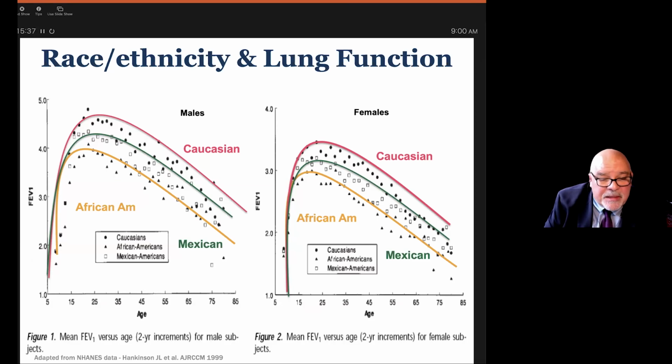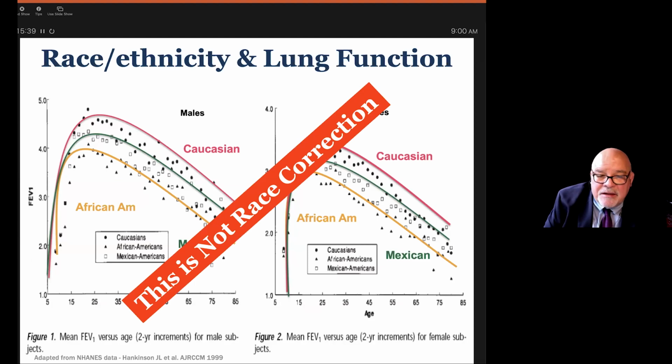Now, this is not race correction. Let me be very clear for the record. It is not race correction. It is not race adjustment. It is a race stratified analysis.